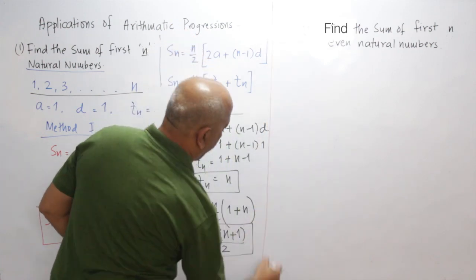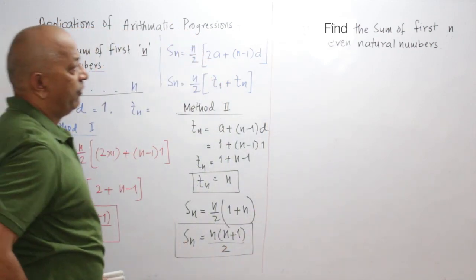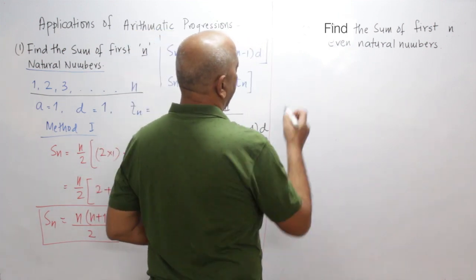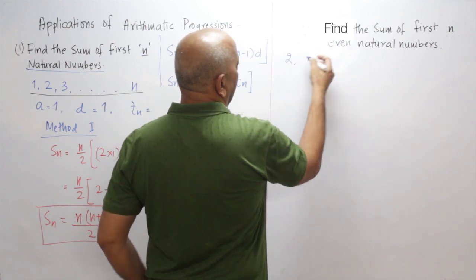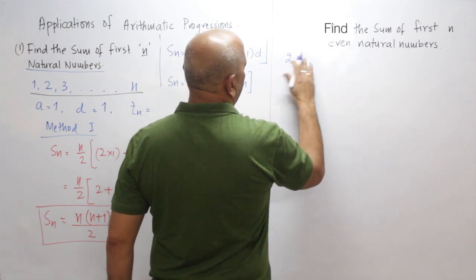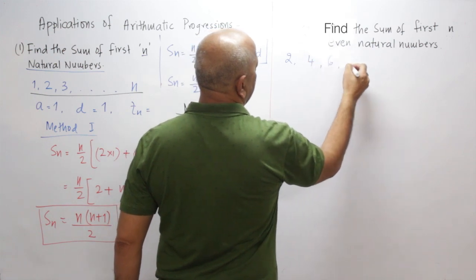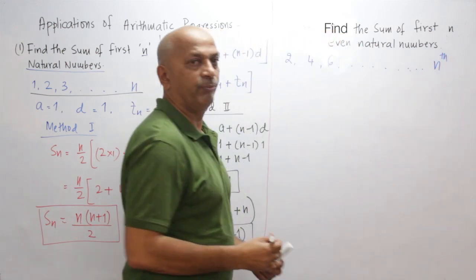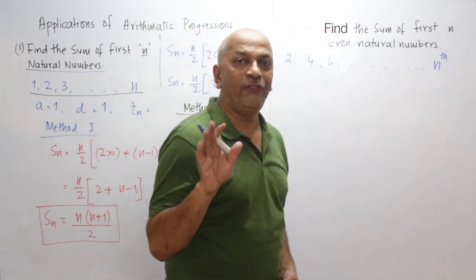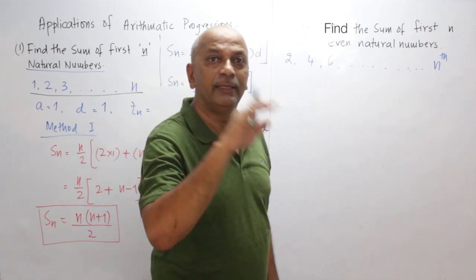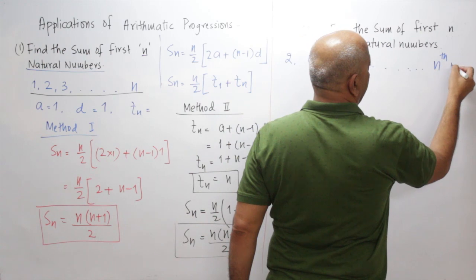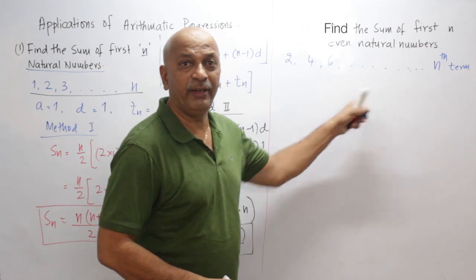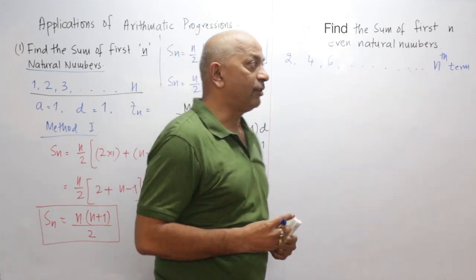Find the sum of the first n even natural numbers. So the first natural number, we know it will start from 2, second is 4, then 6, and so on, and this is the nth term. We don't know the value of the nth term, right? This is an infinite sequence. We want the value of the nth term.